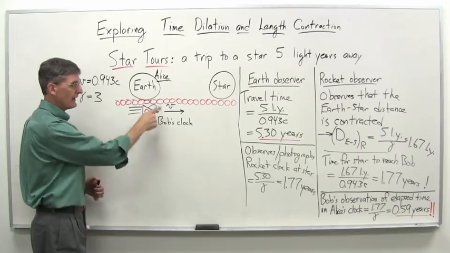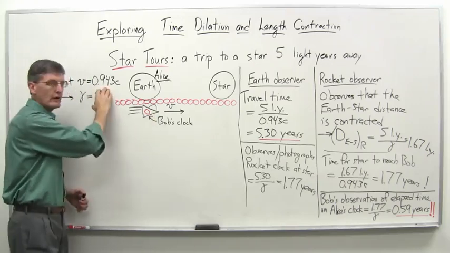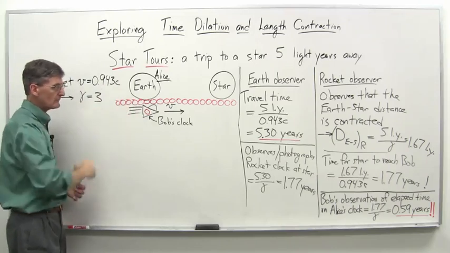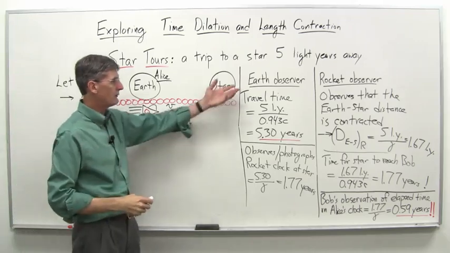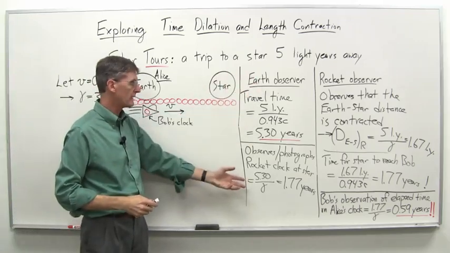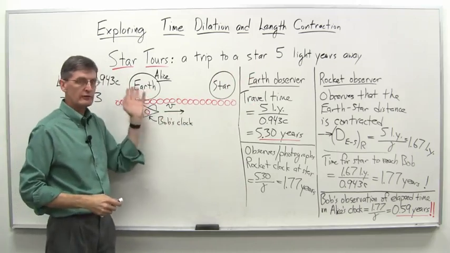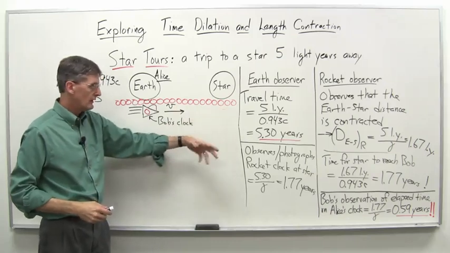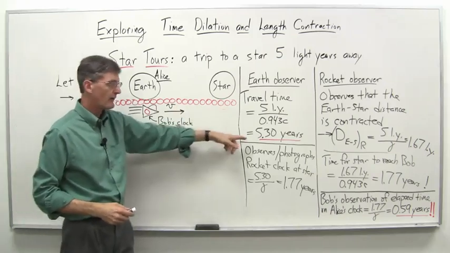Bob is traveling along at velocity v, and we're going to say v is 0.943 c, mainly so that we can say gamma is 3. And we did it from Alice's perspective, the Earth observer perspective. We said, okay, 5 light year distance. We see Bob traveling along at 0.943 c. The time it takes him then will be 5.3 years.